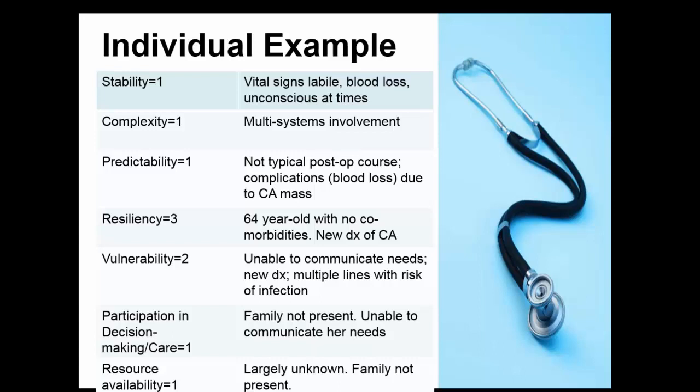For vulnerability, it could be a 1 or a 2. This individual right now is unable to communicate her needs, and she's dealing with a new diagnosis. She also has unexpected complications and different lines now for treatment that put her at risk of infection. For participation in decision-making and care, I've scored a 1 because there's no family present with her, and she's unable to communicate her needs. And for resource availability, also a 1 because it's largely unknown how she's going to be able to cope, especially with the new diagnosis of cancer and no family involved.